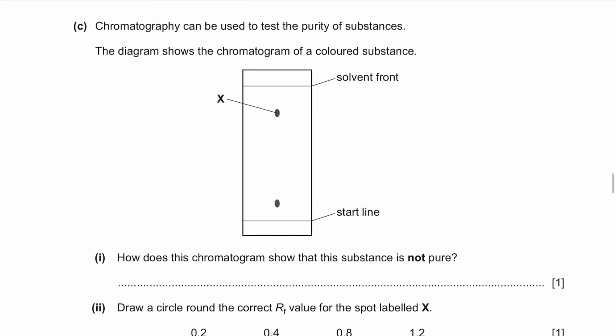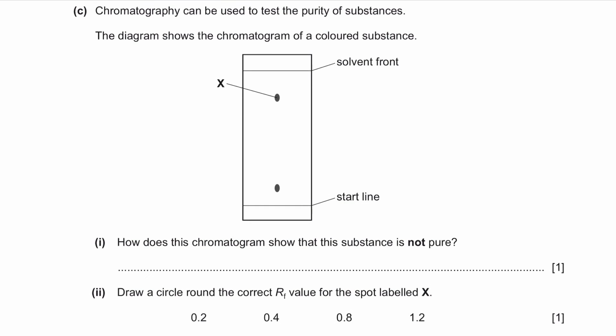Part C. Chromatography can be used to test the purity of a substance. The diagram shows the chromatogram of a colored substance. We see 2 dots over here. How does this chromatogram show that this substance is not pure? If a substance is pure and you carry out chromatography, you'll only see 1 dot. However, right now we have 2 spots, so it shows that the substance is not pure.